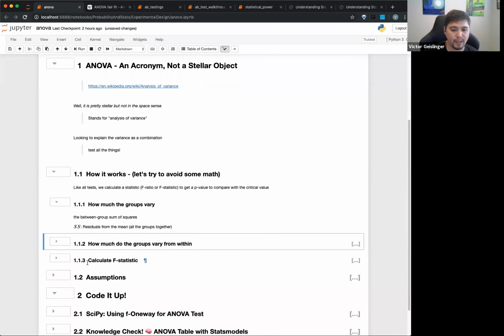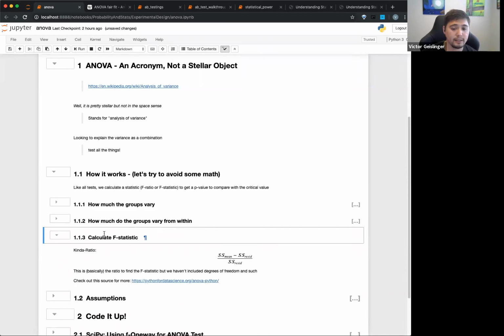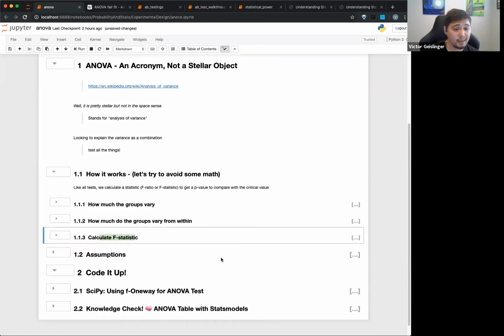Just know I'm going to avoid the math, so we're not going to do that. Basically, our F statistic says how these compare with each other. How much do the residuals of the groups themselves vary from the overall group? That gives us our F statistic. Again, I'm not going to focus on the mathematical part, but that is our F statistic, and that will tell us our p-value, okay?